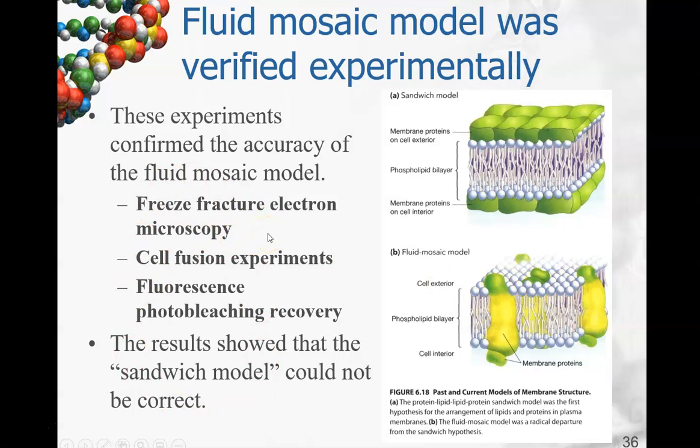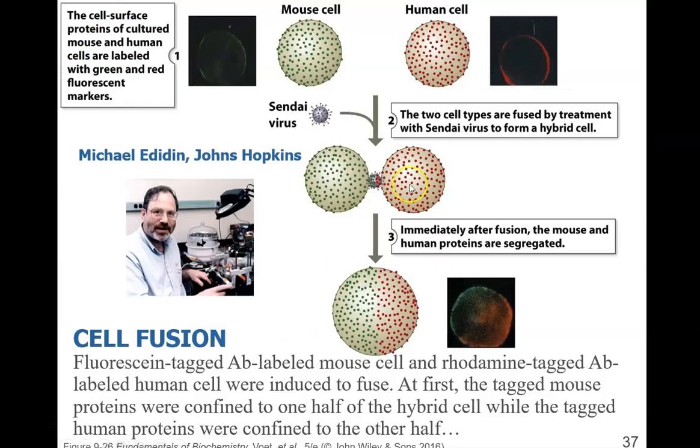There's freeze fracture electron microscopy, where you can actually peel these apart and look at them under the electron microscope. Cell fusion experiments, and an experiment called fluorescence photobleaching recovery. So let's look at the cell fusion experiment. This was done at Johns Hopkins University by Michael Edidin, and he took a mouse cell and labeled the mouse proteins with fluorescent green markers, and a human cell with fluorescent red markers, because humans and mice have different proteins on their surfaces, and he induced these cells to fuse.